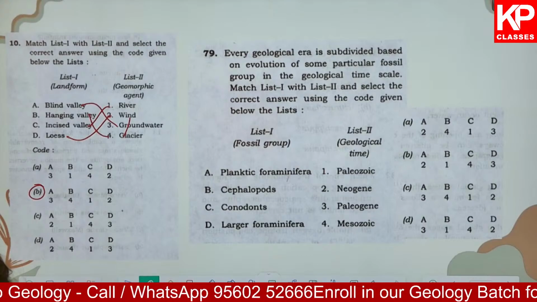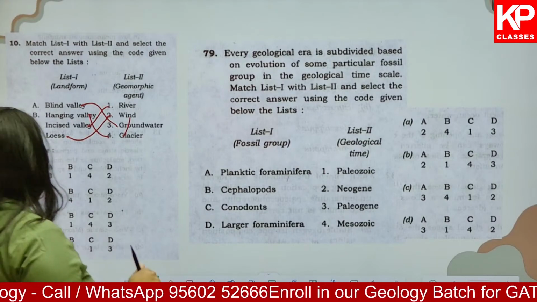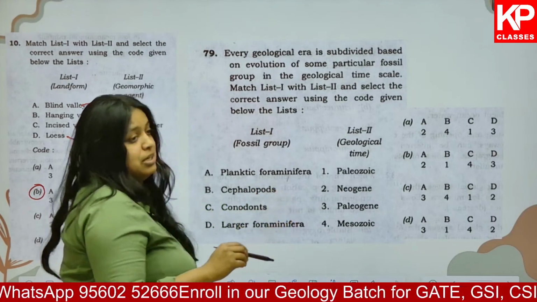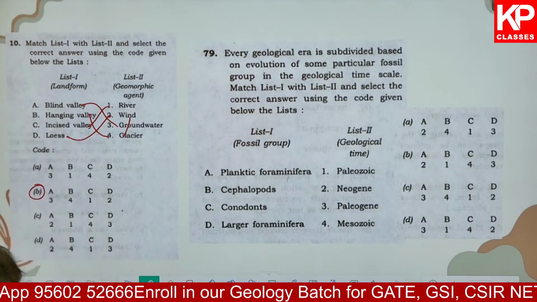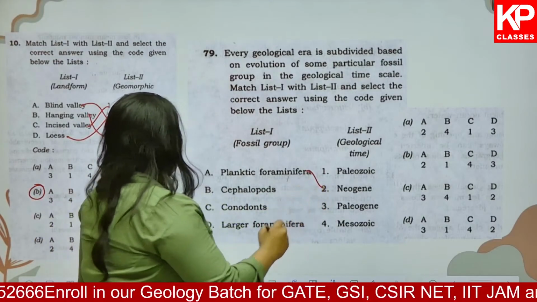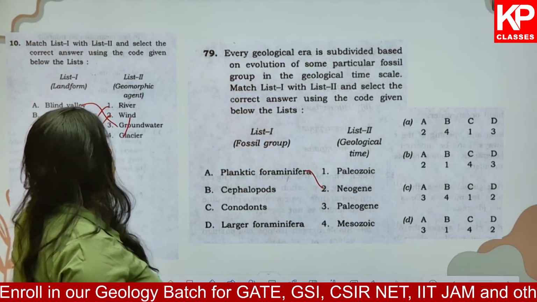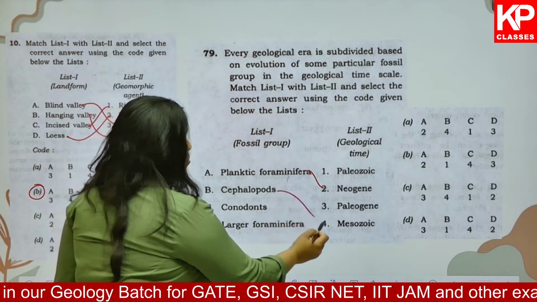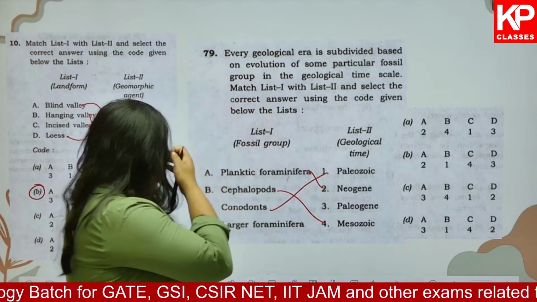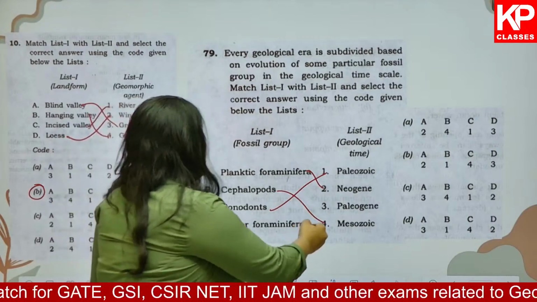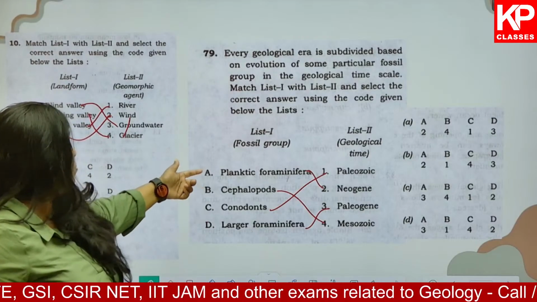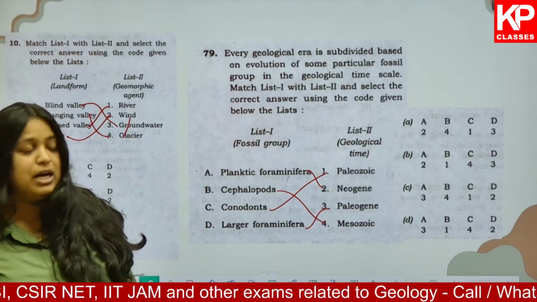Over here, planktonic foraminifera is associated with Neogene time. Cephalopods are associated with the Mesozoic. Conodonts are associated with Paleozoic time. Larger foraminifera are associated with Paleogene. So the confusing ones may be planktonic foraminifera and larger foraminifera.